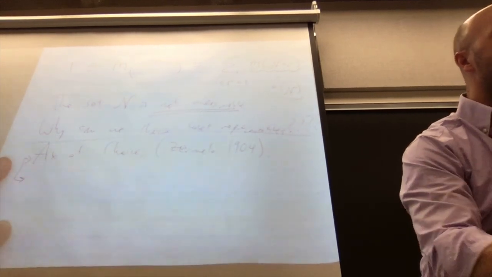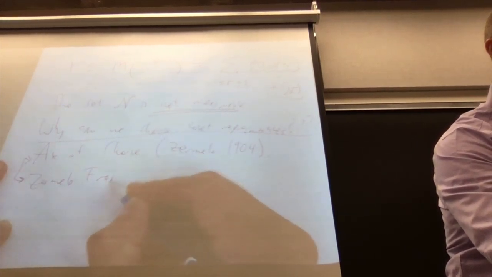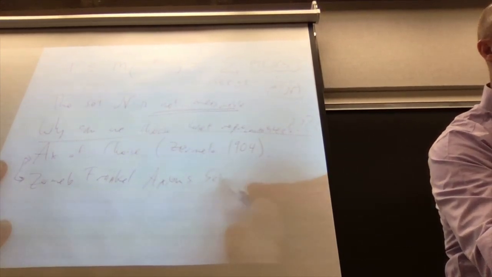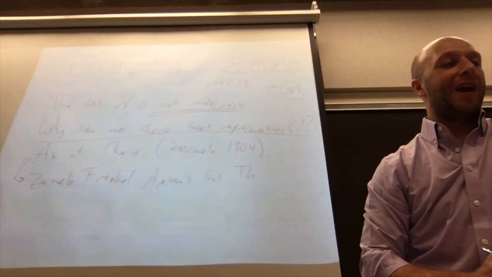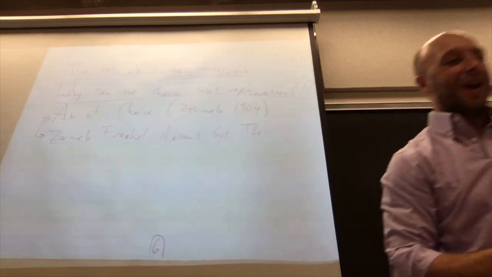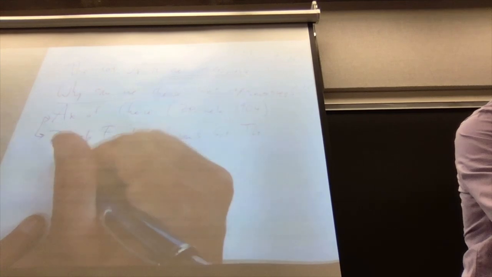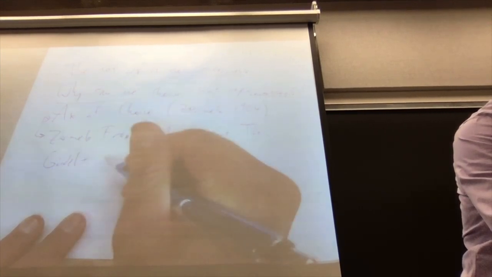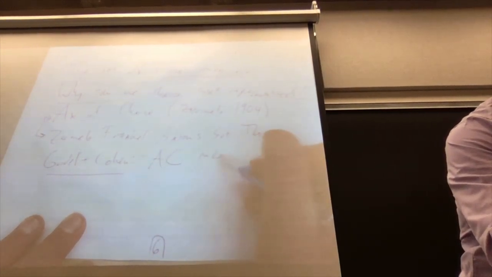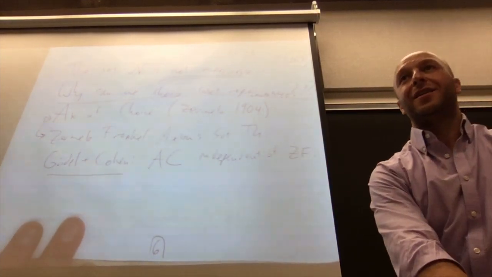So what people eventually settled on, people were happy with the Zermelo-Fraenkel axioms of set theory. Obviously, set theory gets involved, and one of Hilbert's problems is to work out what's going on here. Eventually, Godel plus Paul Cohen show that the axiom of choice is independent of the Zermelo-Fraenkel axioms of set theory.